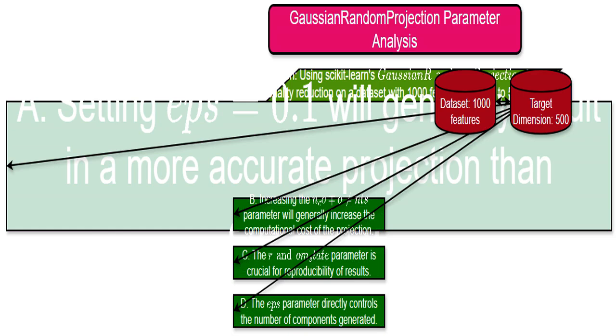Yes, the eps parameter determines how well the pairwise distances between data points are preserved after projection. A smaller eps, like 0.1, is stricter and guarantees better distance preservation than a larger eps, like 0.5. The more strict your accuracy requirement, the more computational cost it requires.